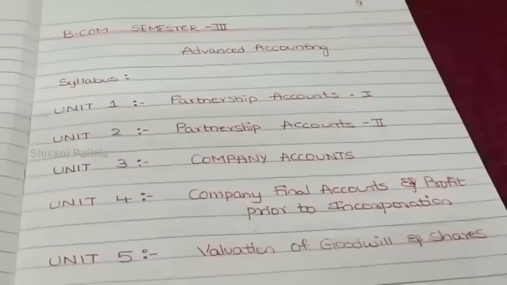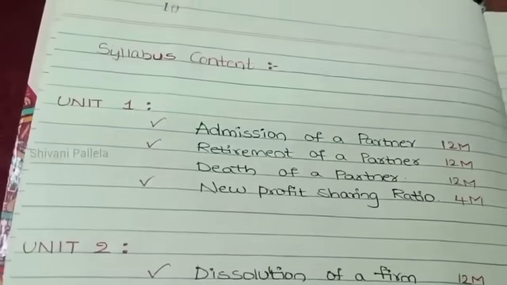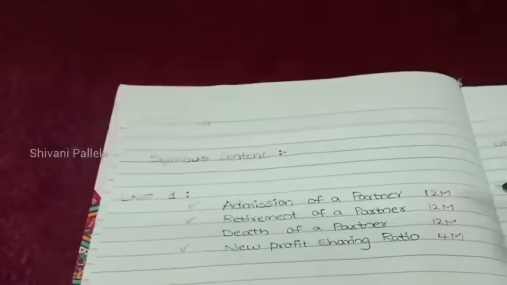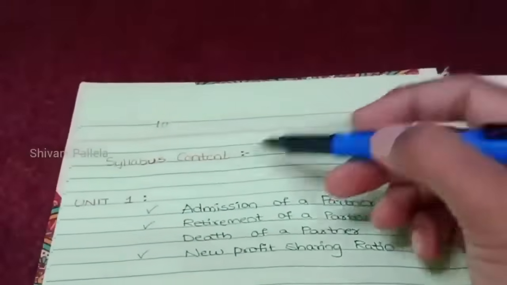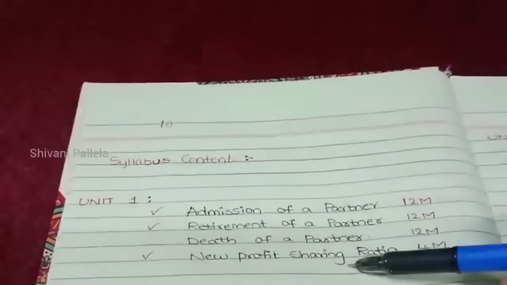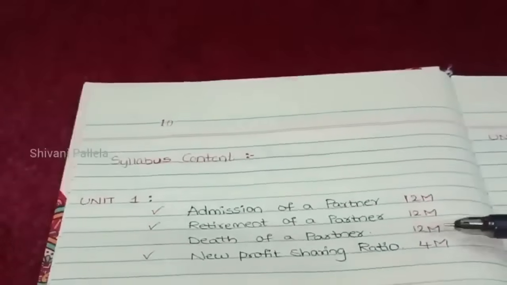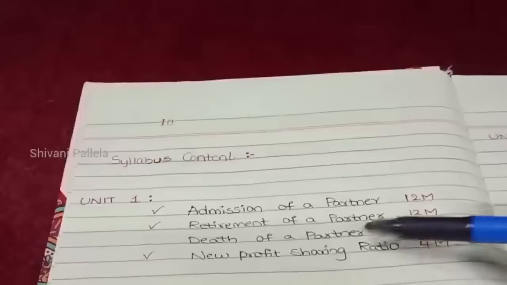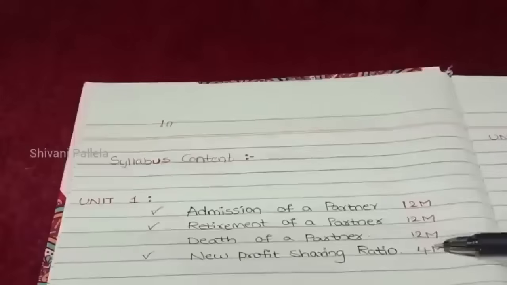Okay, so as you all know the question paper pattern, now I will discuss how you need to be conscious of the content you have. Okay, so wait a minute. I hope this is visible. In unit number 1, there are mainly 4 topics: admission of partner, retirement of partner, death of a partner, and new profit sharing ratio. New profit sharing ratio will be asked for 4 marks, which is part A.